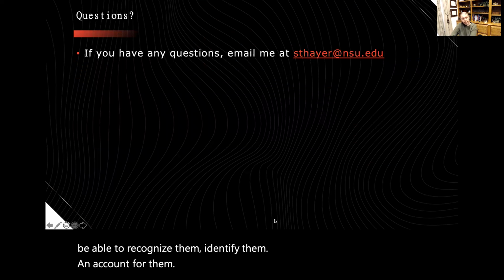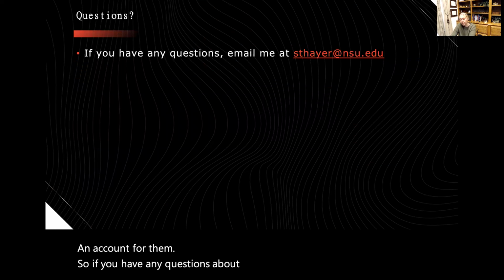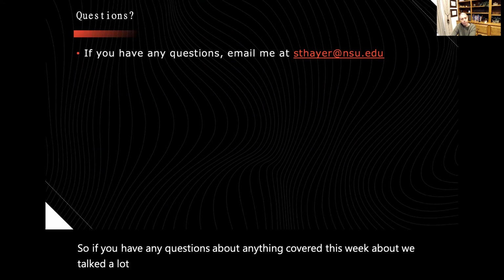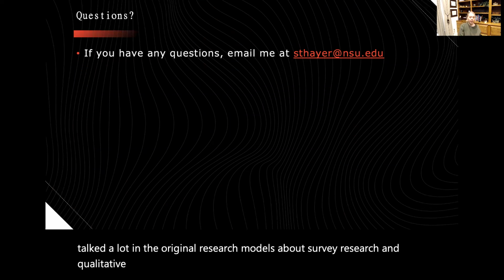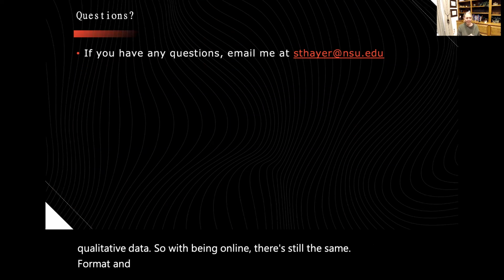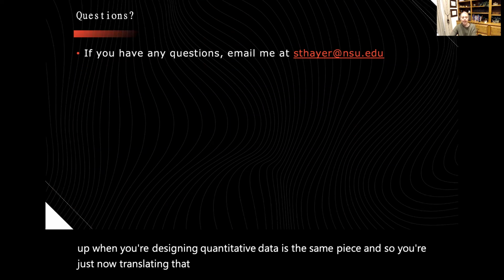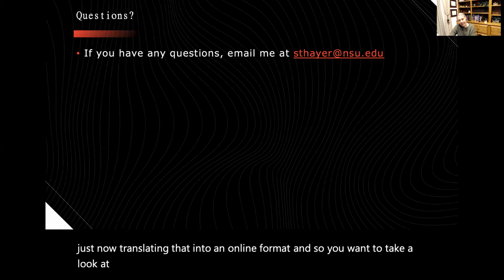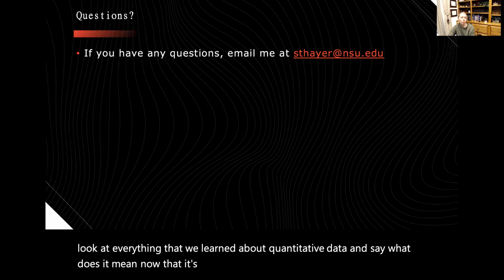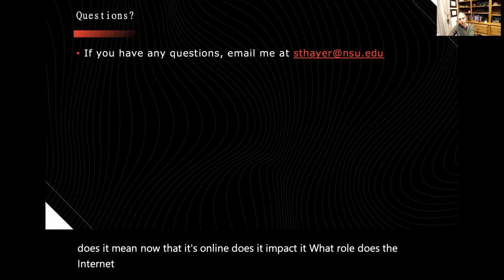If you have any questions about anything covered this week, we talked a lot in the original research modules about survey research and quantitative data. With being online, there's still the same format and the same challenges with sampling and everything that comes up when you're designing quantitative research. You're just now translating that into an online format. So you want to take a look at everything that we learned about quantitative data and say, what does it mean now that it's online? Does it impact it? What role does the internet play? And you want to be able to account for that.